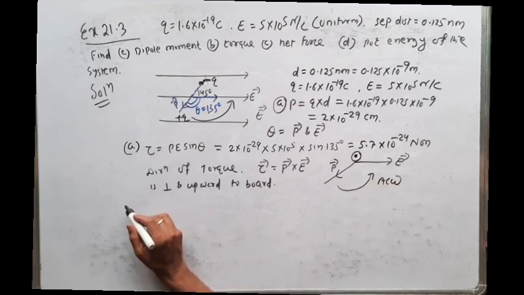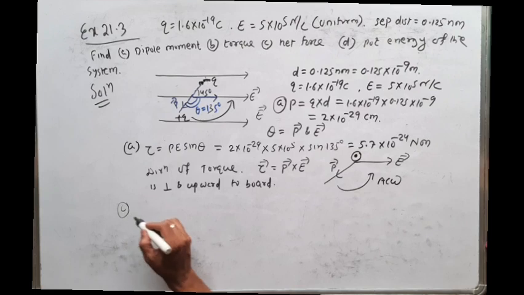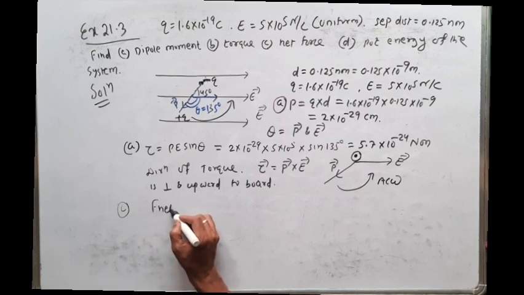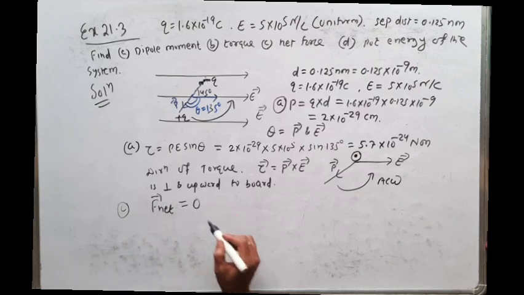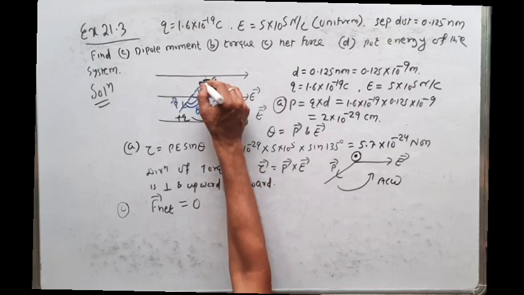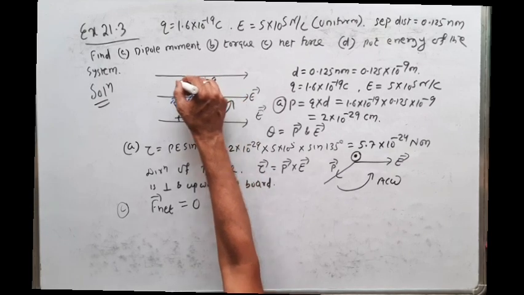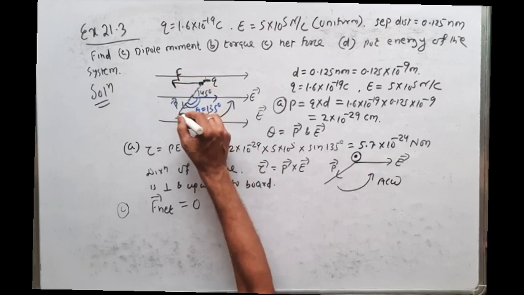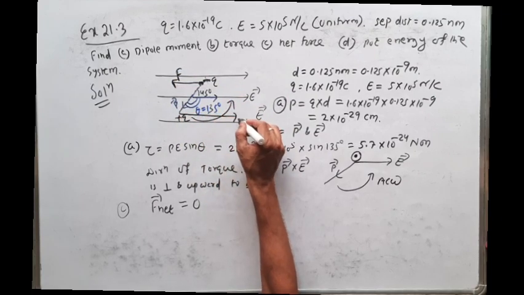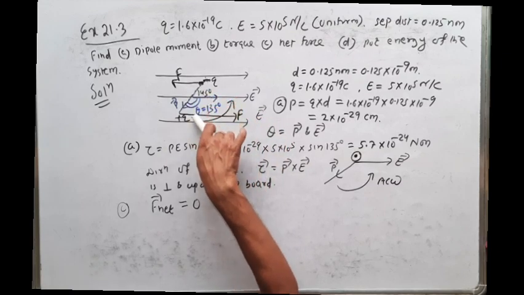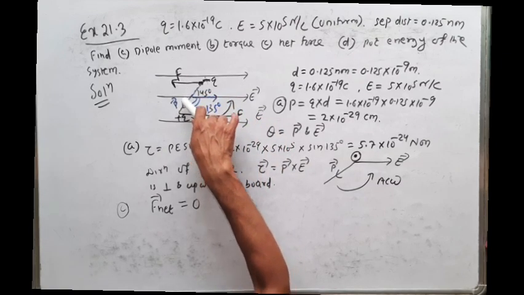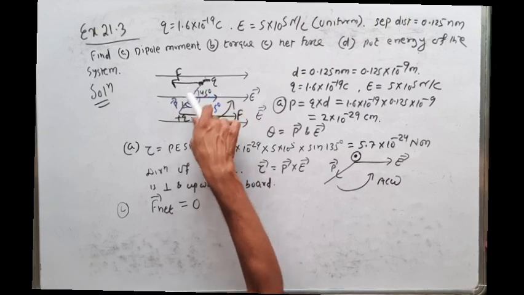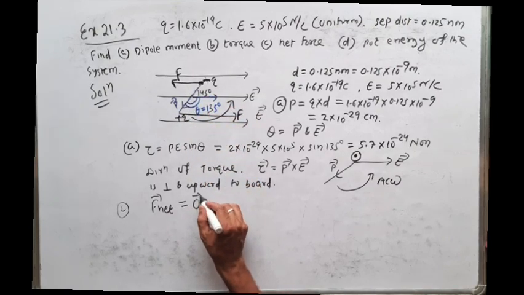Next, C bit. What is the net force? We know for dipole always net force is equal to 0 because two forces. So here minus q will experience a force opposite to that of P. So this is your F. So here plus q will experience force along the direction of P. So here two forces are equal and opposite. Both are acting on the system of dipole. So net force is equal to 0.